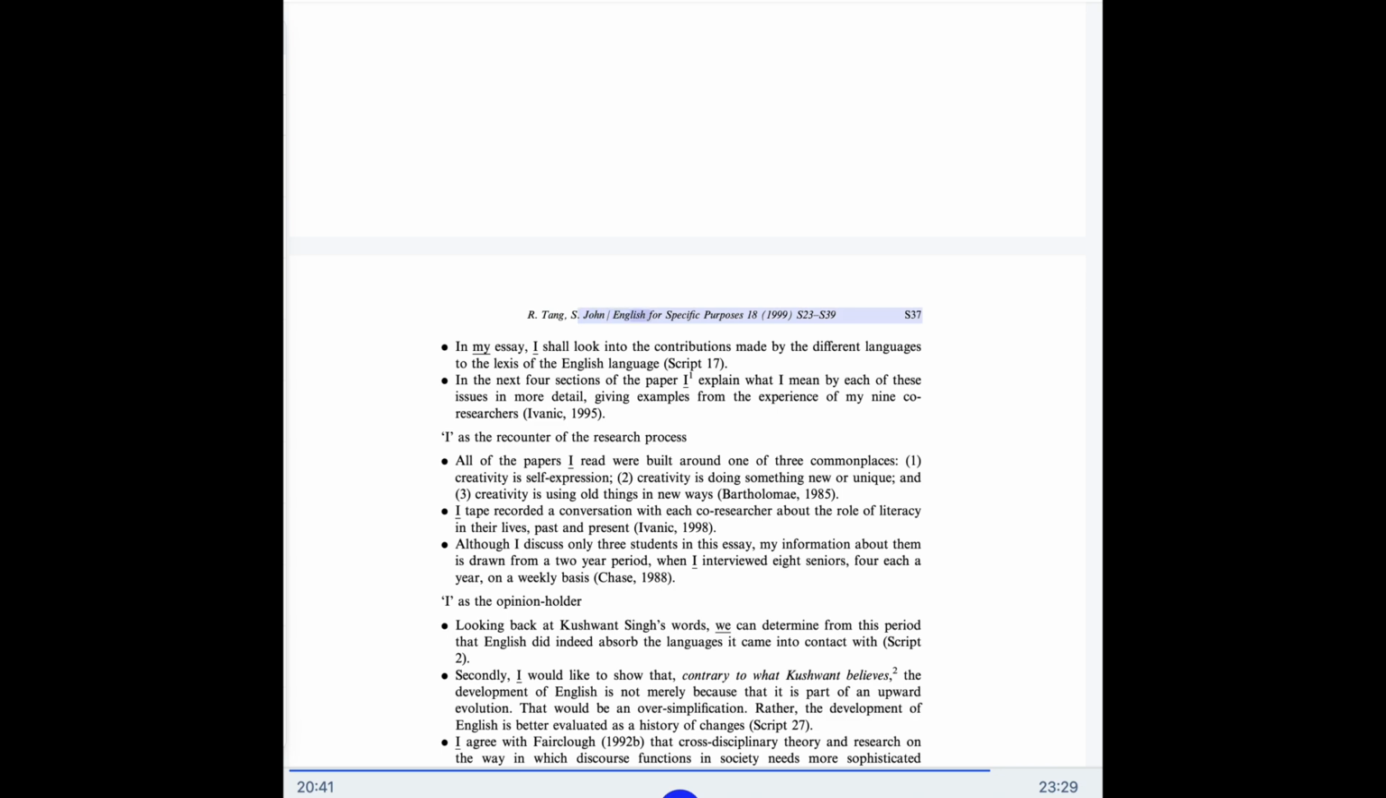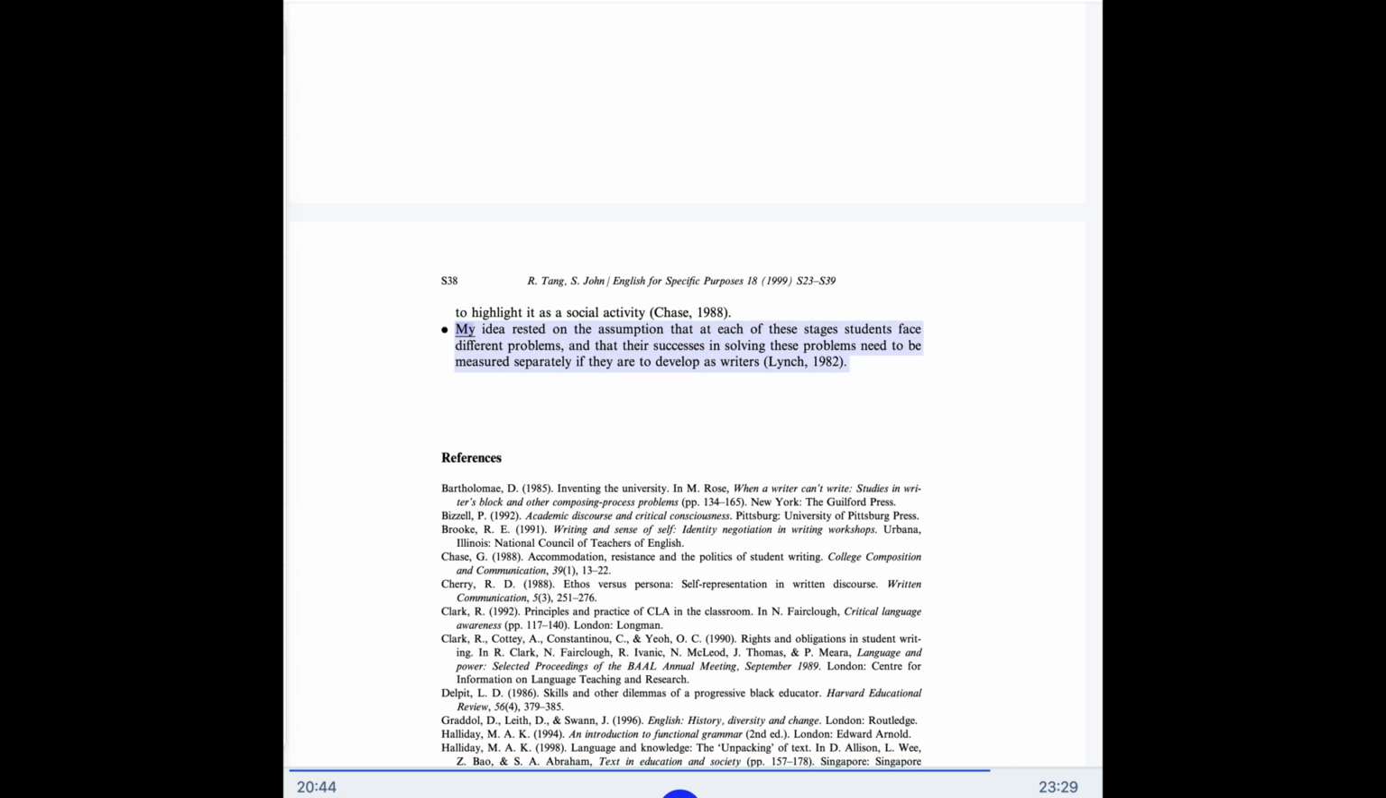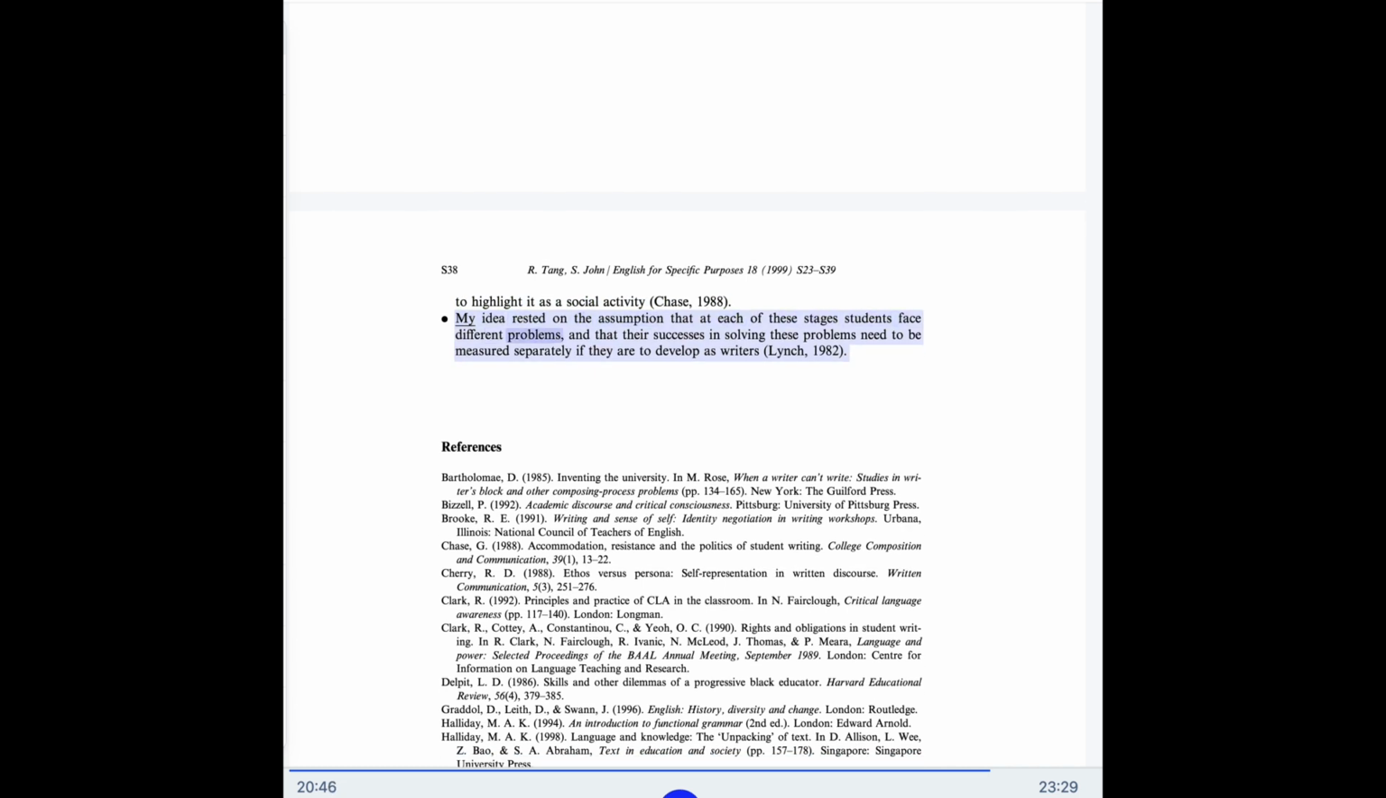R. Tang, S. John, English for Specific Purposes, 1999, S23 plus or minus S39, S37. To highlight it as a social activity. Chase, 1988. My idea rested on the assumption that at each of these stages students face different problems and that their successes in solving these problems need to be measured separately if they are to develop as writers.